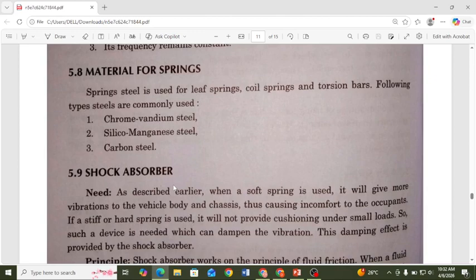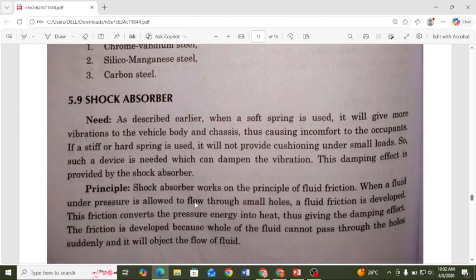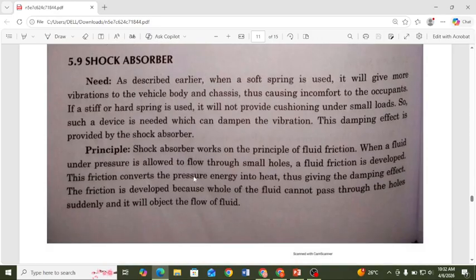Then next is the shock absorber. When a soft spring is used, it gives more vibration to the vehicle body and chassis, causing discomfort to the occupant. If a stiff or hard spring is used, it will not provide cushioning under a small load. So a device is needed to damp the vibration. This damping effect is provided by the shock absorber.